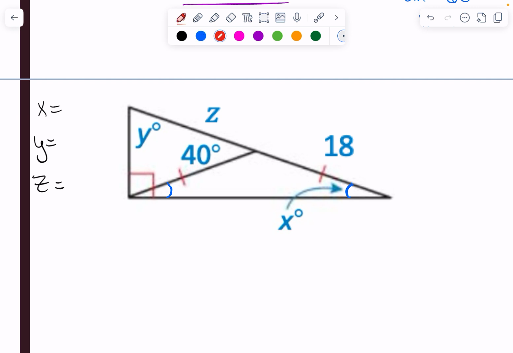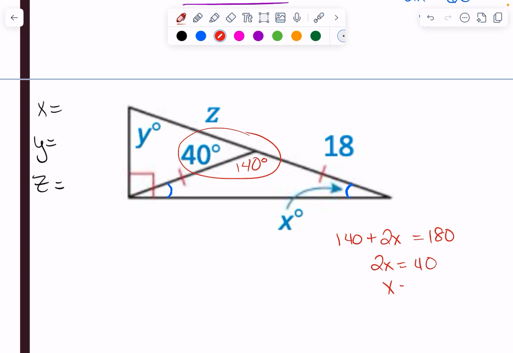We know this 40 degrees and this angle have to add up to 180. So this angle here has to be 140 degrees. So 140 plus 2 x's, because each of those would be x, has to equal 180. I subtract, so 2x equals 40. So x must be 20 degrees. So we know that one.